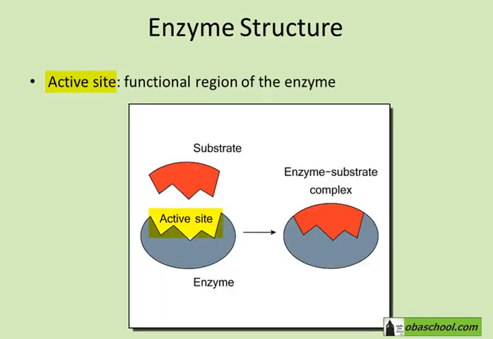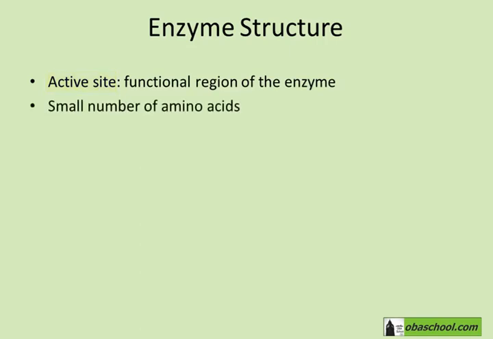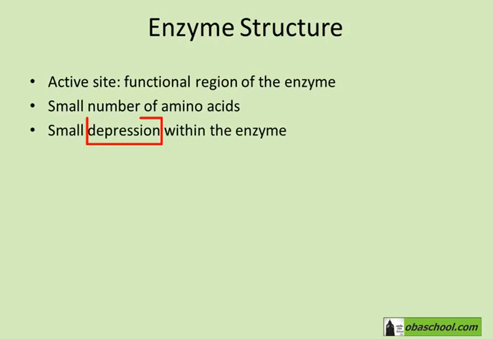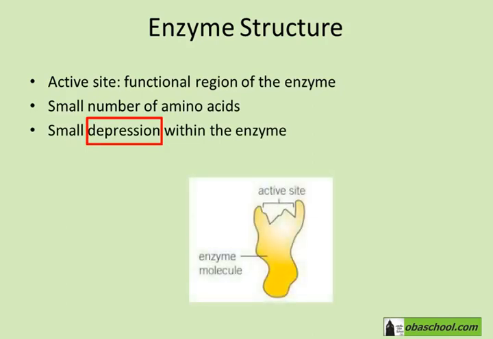The active site is the functional region of the enzyme. It is the site where the substrate binds in order to undergo the reaction. The active site is made of a small number of amino acids, and it is a small depression within the enzyme. So the enzyme has a globular 3D shape, as you can see, and the active site is a small depression. It is like a cave on the surface of the enzyme. And this is where the substrate binds in order for the reaction to be catalyzed.